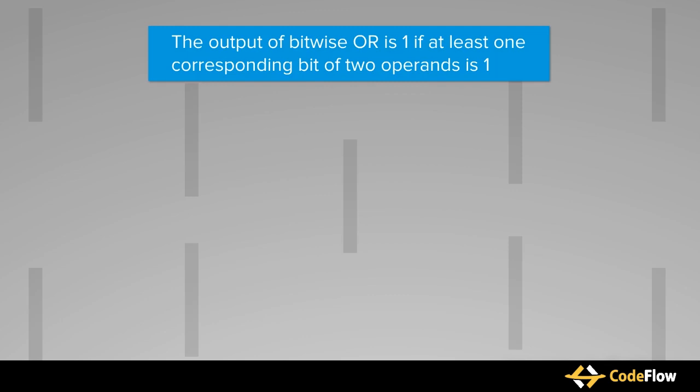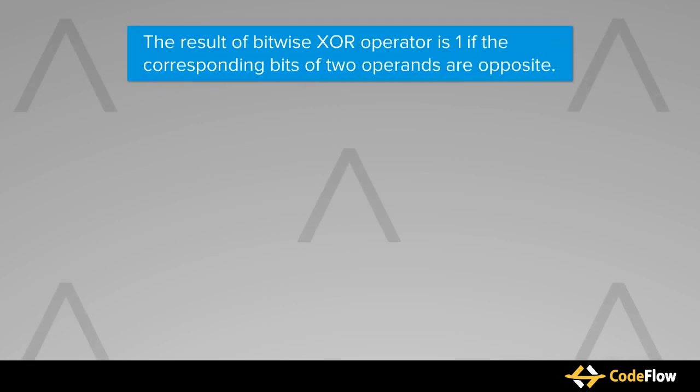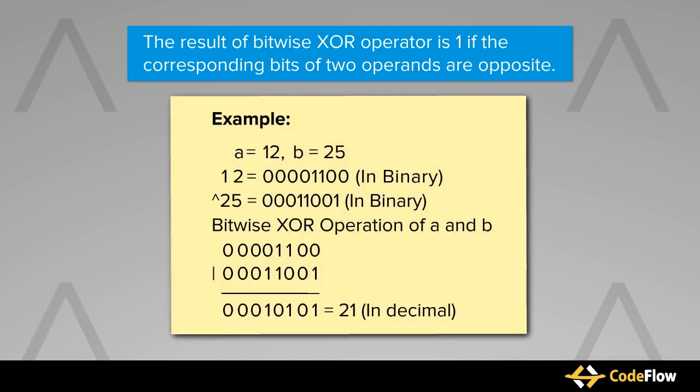The output of bitwise OR operator is 1 if at least one corresponding bit of the two operands is 1. For example, in this example, A or B would give us 00011101, whose decimal equivalent is 29. The result of bitwise XOR operator is 1 if the corresponding bits of two operands are opposite. So in this example, the XOR operation would give us 00010101, whose decimal equivalent is 21.